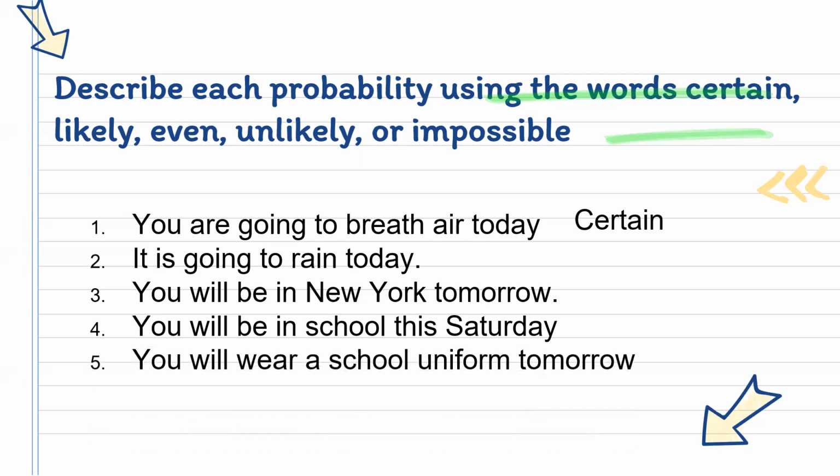Okay, next, number 5, you will wear a school uniform tomorrow. Okay, just like the previous examples, it depends on the situation. Let's say if it is Monday today, and then tomorrow is Tuesday, of course, you'll say certain, that I'm going to wear a school uniform tomorrow because there's school tomorrow. Okay? But let's say, for example, today is Friday, then tomorrow is Saturday. So you're going to say it's impossible because during Saturday, we don't have school, right? So again, it is based on the situation.